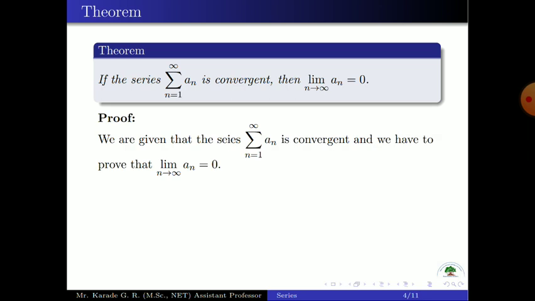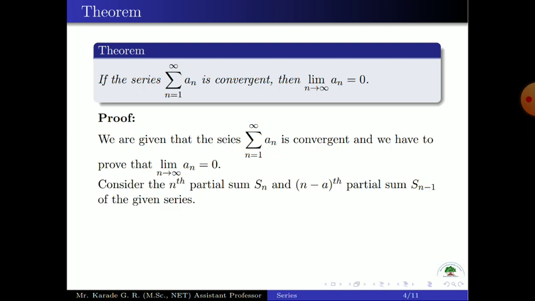Proof: we are given that the series summation an is convergent, and we have to prove that limit of an as n tends to infinity is equal to 0. From the given data, since the series summation an is convergent, we can say that its sequence of partial sums is convergent. Consider the nth partial sum Sn and the (n minus 1)th partial sum Sn minus 1.